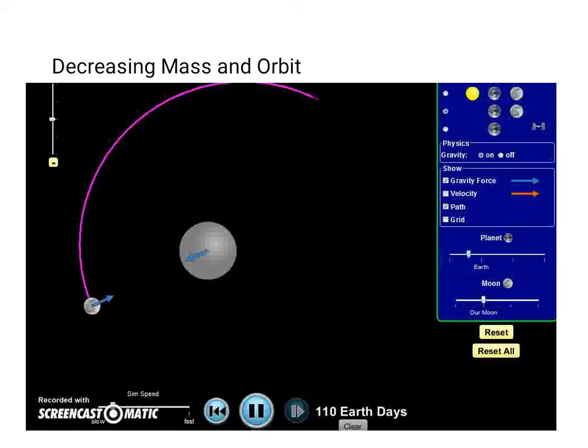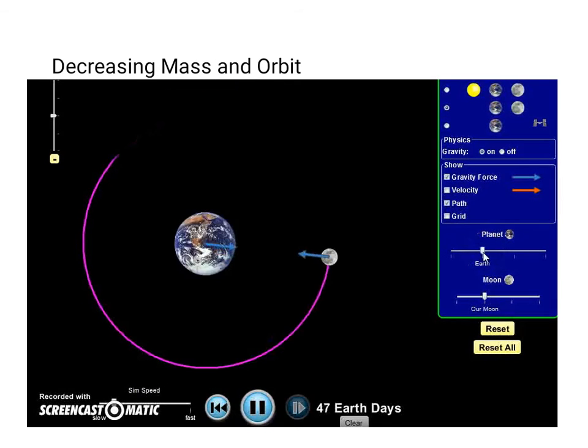Now, other things can also affect that gravitational force. Okay, so you could also do something a little bit different. What would be happening if we were to change the mass of the moon instead of the mass of Earth? Well, that would affect your gravitational forces as well.